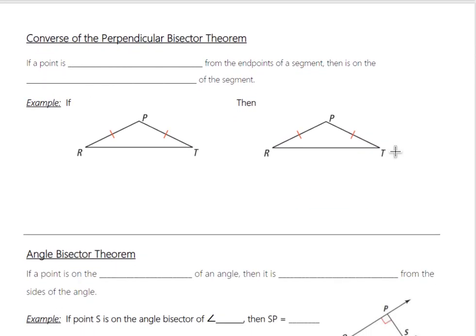Okay, now the converse of the perpendicular bisector theorem: if a point is equidistant from the endpoints, then it is on the perpendicular bisector. A lot of times I'll abbreviate it like this, perpendicular bisector. So if a point is equidistant from the endpoints, say if point P is the same distance from R as it is from T, then point P must be on the perpendicular bisector.